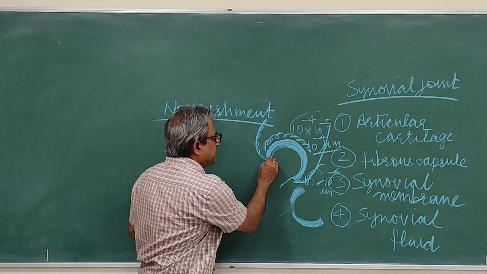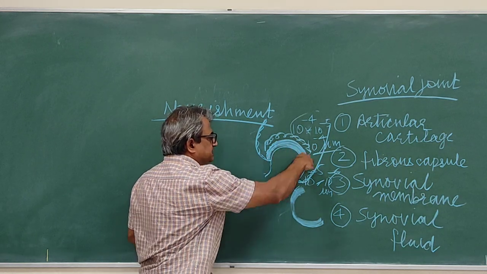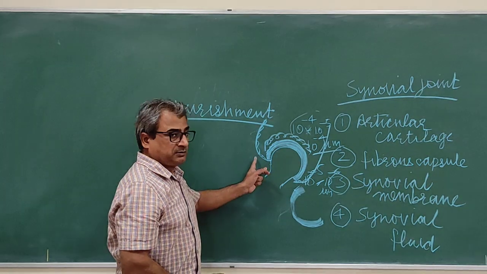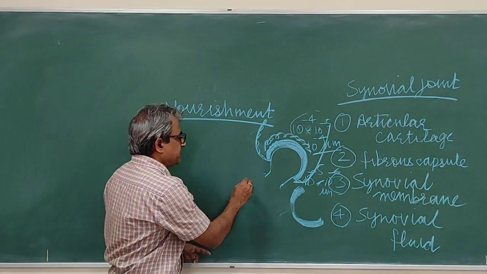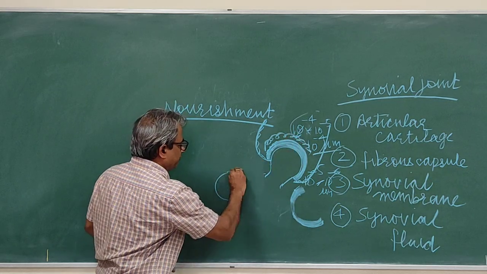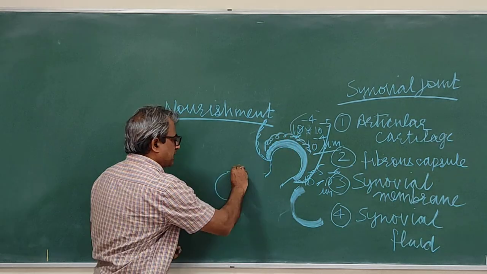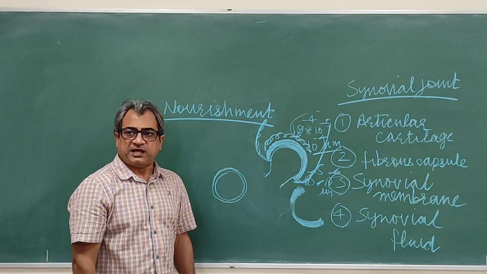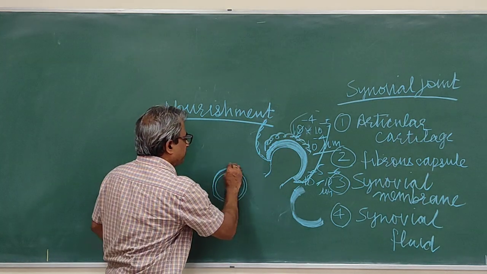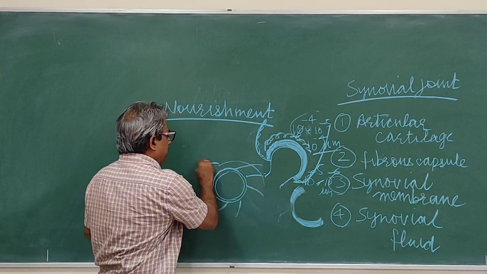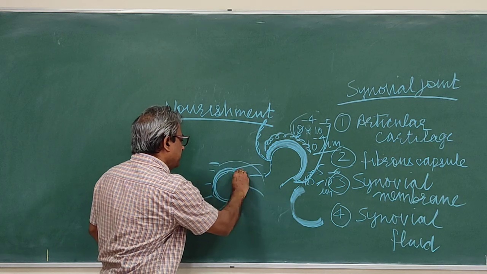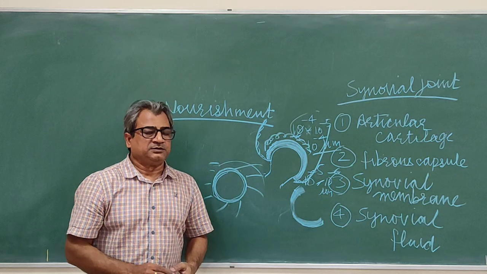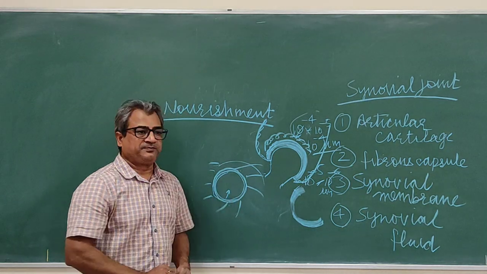One kind of nourishment is at the junction between the hyaline cartilage and the synovial membrane, right? If I see the top view, this is the cartilage, and on all sides of it is present the synovial membrane. It's not covering it. Of course, the synovial membrane is present all around, right? So at the junction of the synovial membrane and the cartilage, a lot of blood vessels are present. They provide nourishment to the cartilage, right?